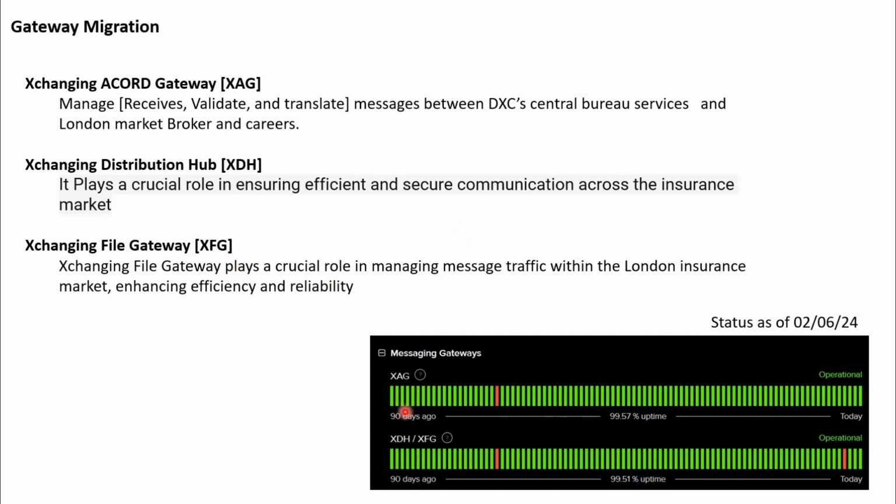If you look at today's status of XAG, XDH and XFG, all the services are up and running. There was an incident a couple of days back on either XDH or XFG which was recovered. Now all the services are in green status.